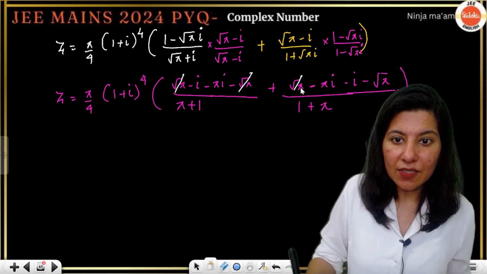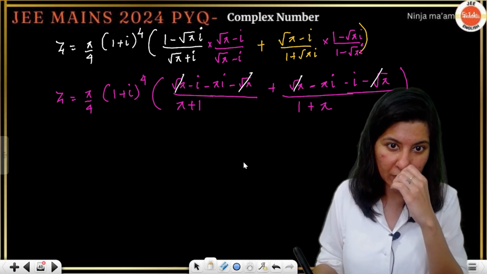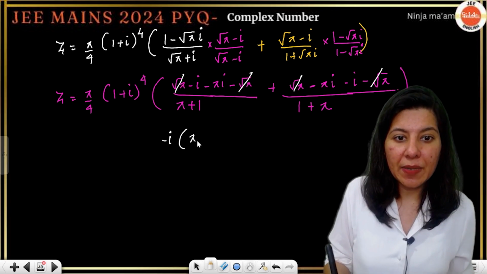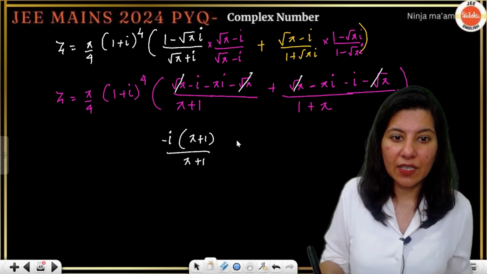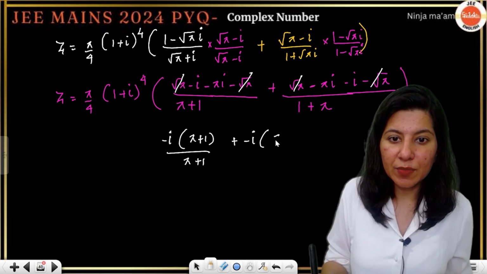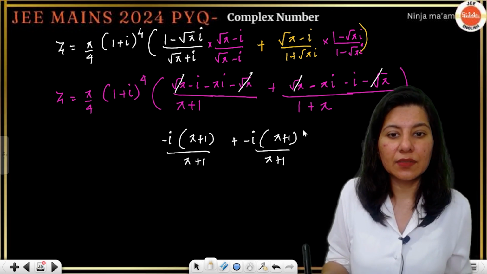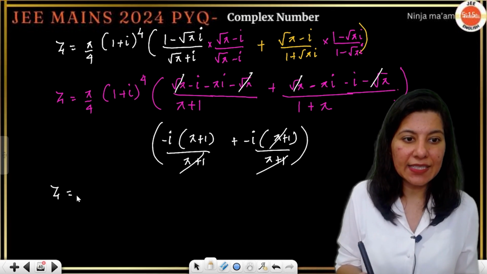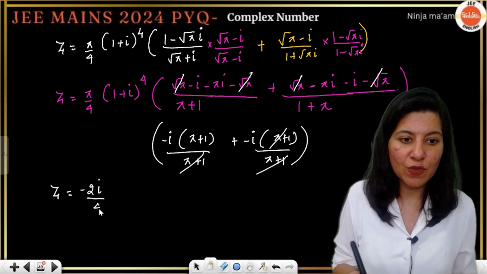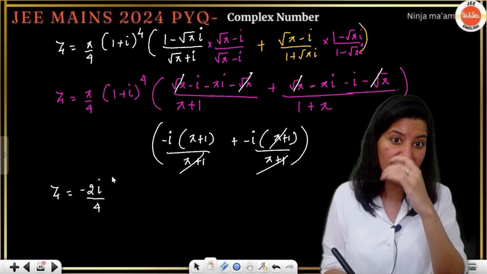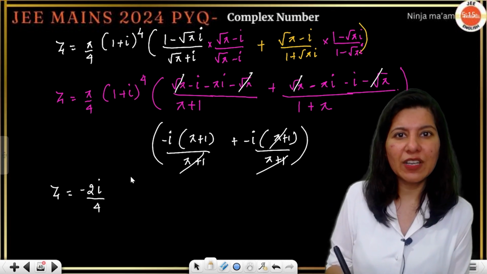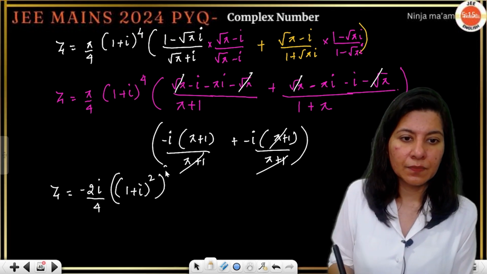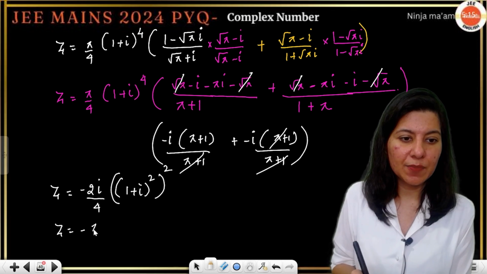Root pi cancel, root pi cancel. Okay. From here, if I take minus iota common, it will become pi plus 1, pi plus 1. From here, if I take again minus iota common, pi plus 1, pi plus 1. Gone. Minus 2 iota. So basically, z is coming out as minus 2 iota by 4, 1 plus iota power 4. Now, 1 plus iota power 4, 1 plus iota square is what? Z will be equals to minus iota by 2.